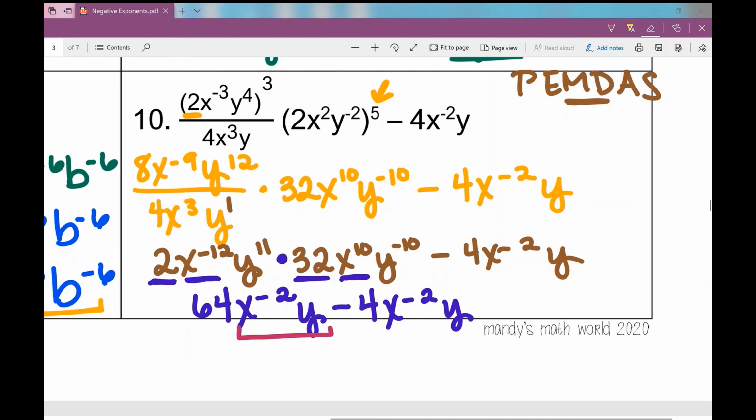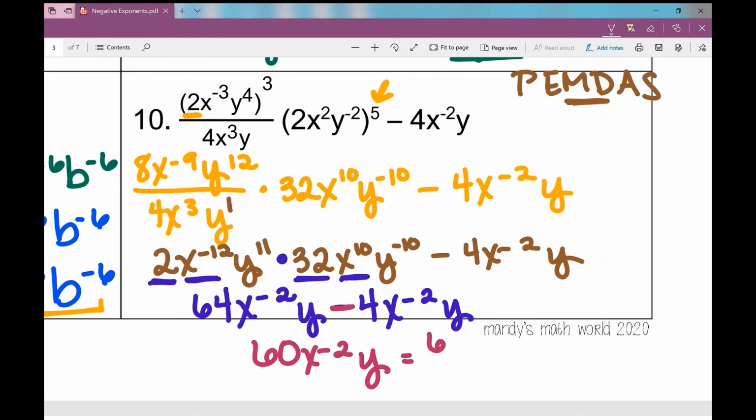Because I have like terms, I can combine them. If those weren't the same, I wouldn't be able to subtract them. So how do I subtract like terms? Subtract the coefficient. 64 minus 4 is 60. Then the last name stays the same. So there's your answer, but I'm requiring you to write it as a positive exponent. So what's that going to look like? 60 times y over x to the power of positive 2.